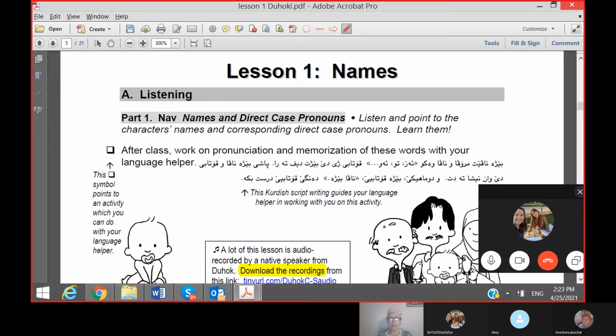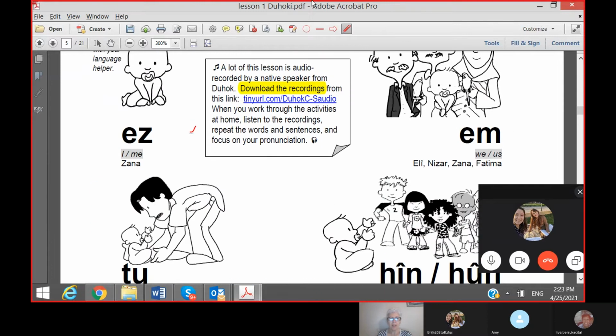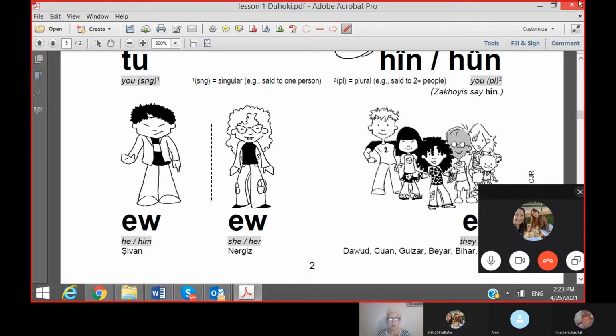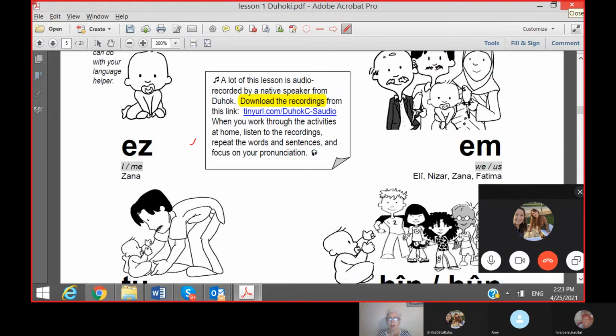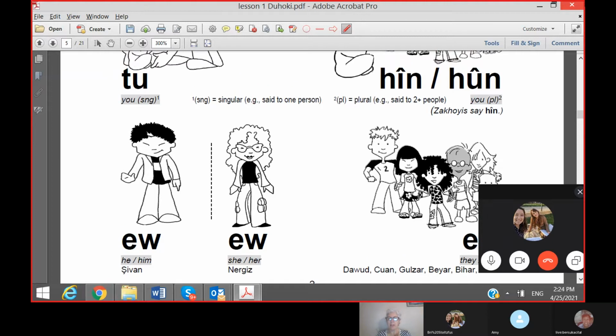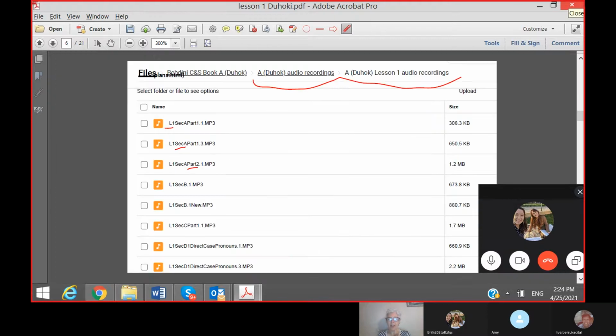The first thing we're going to do is this part 1, and it's the names and direct case pronouns. Okay, so let's look at that. So I'll say it, and then with your mic off, just say it after me. Az, tu, al, heen. Some people in Dahuk say hoon, ow. We also have the names of all these little characters, and we'll get to that on the next page.